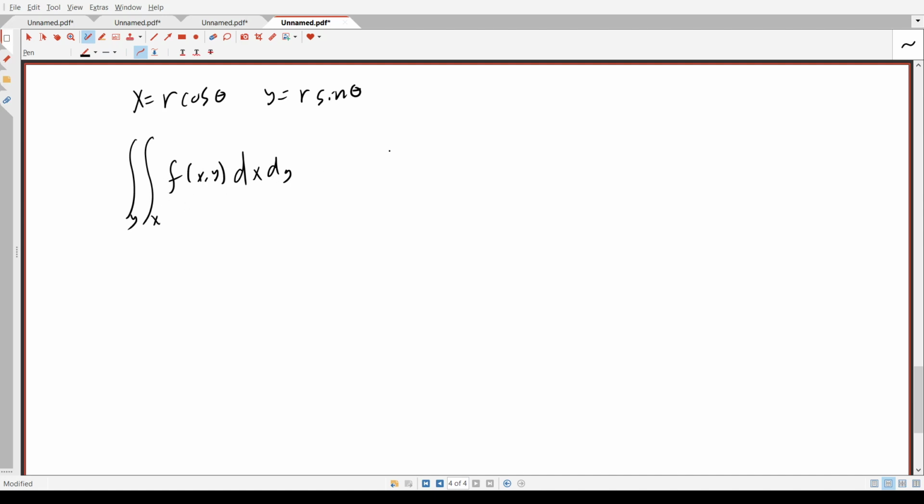That's fine, right? So now I'm going to figure out how to rewrite this in terms of r and theta as my two variables, and I want to integrate this. I'll rewrite this function in terms of r and theta, and then I want to integrate those with respect to theta and with respect to r.